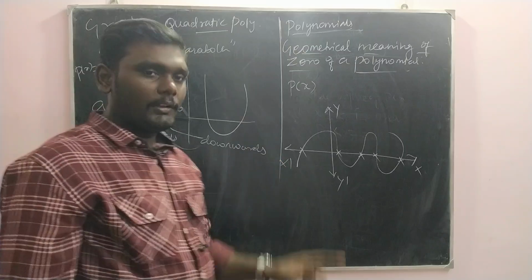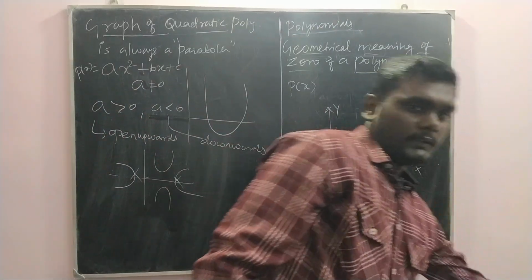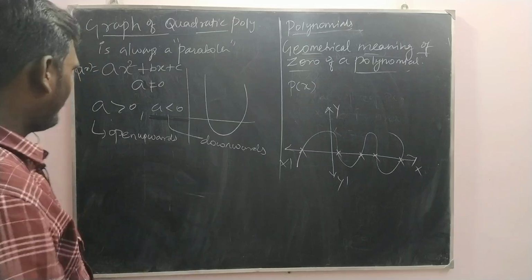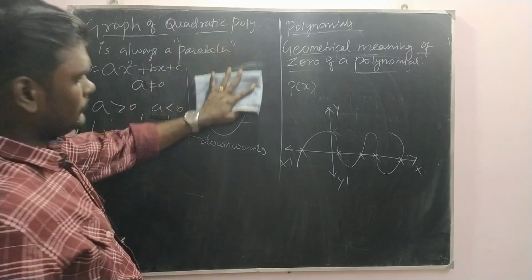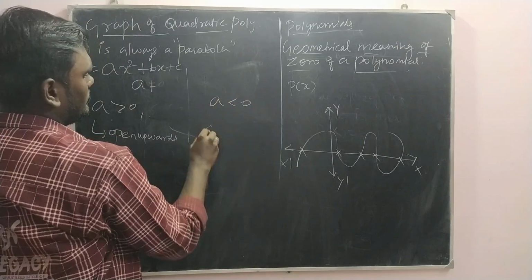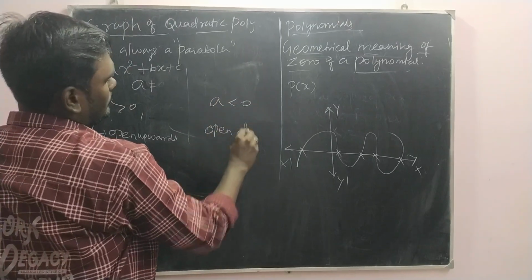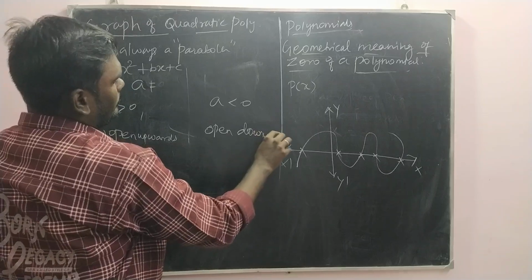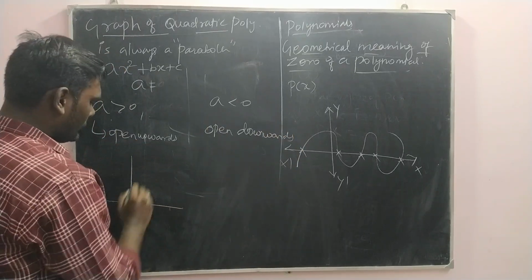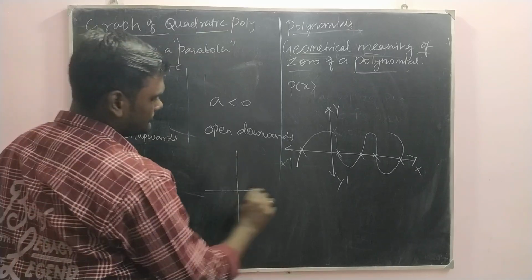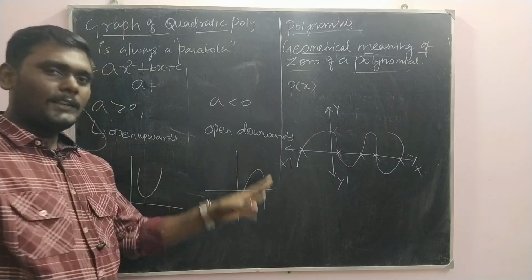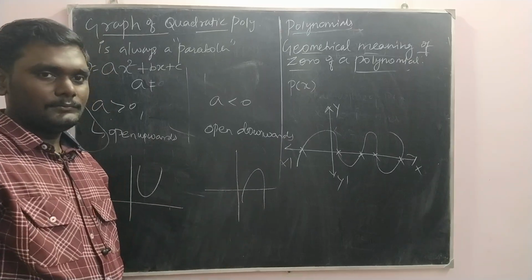Okay, so this is for what? Open upwards or open downwards? Whether a is greater than 0 or less than 0. See, like this it may open. Okay, now in this also we have several cases.